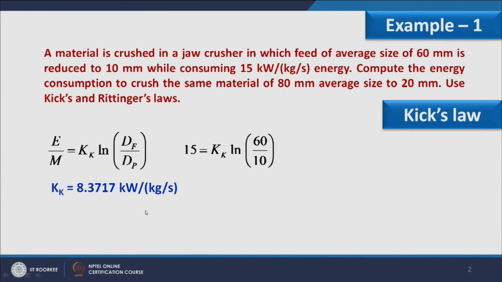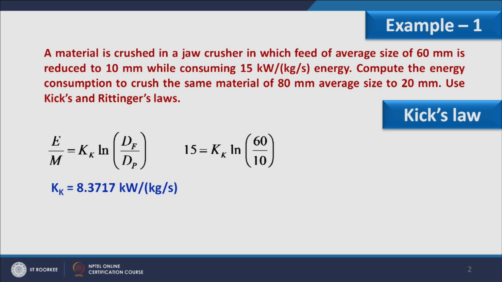Once I have the value of Kick's constant, I can use it to calculate the energy consumption while crushing material from 80 mm average size to 20 mm size. Now, why are we using the same Kick's constant? Because the material for which I am calculating the energy consumption is the same. However, its feed as well as product size will change, and therefore, we can utilize the Kk value which we have calculated here as 8.3717.